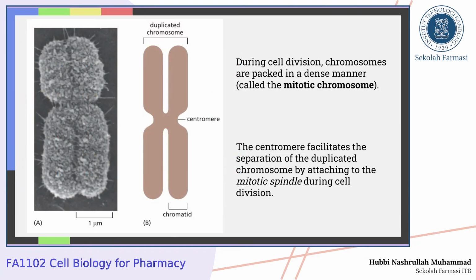Now, during cell division, the DNA is coiled up and packed very densely, forming a compact structure called the mitotic chromosome, as you can see here. These mitotic chromosomes are easily visualized, and different types of chromosomes can easily be distinguished. At the center of the mitotic chromosomes are the centromeres. The centromeres allow the chromosomes to attach to a structure called the mitotic spindle, which helps split apart the duplicated chromosomes to opposite ends of the cell.